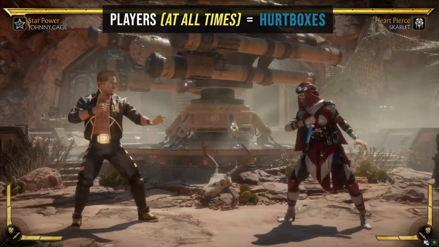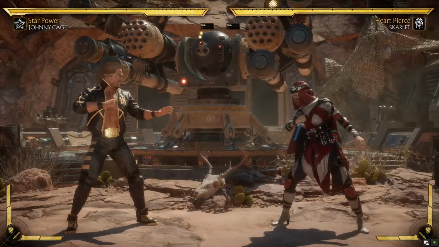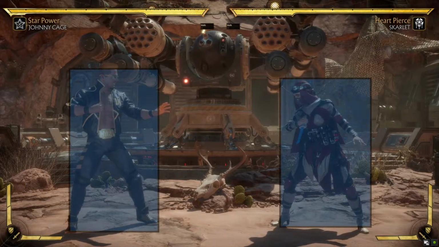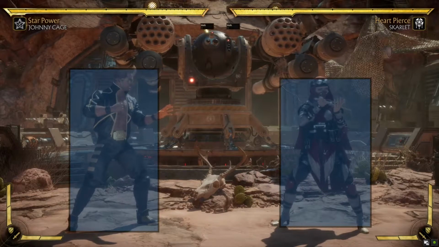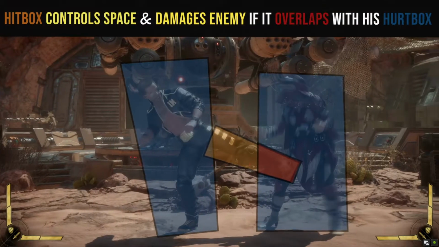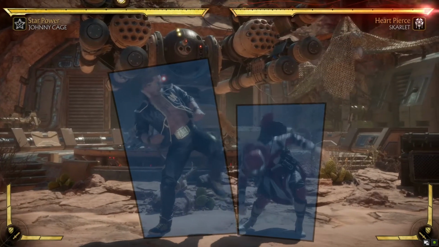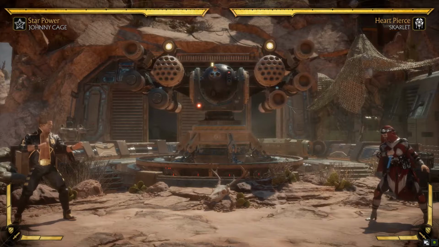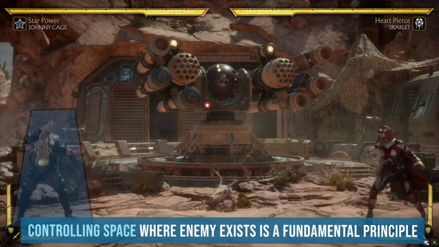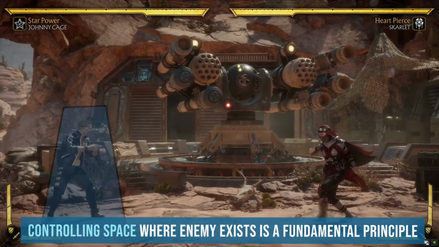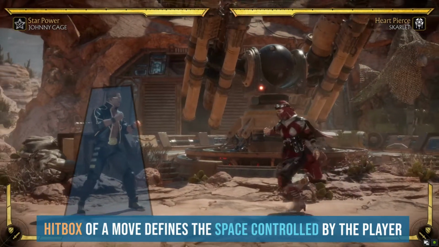Similarly, the player models are represented by hurtboxes. An active move of the first player will damage the second player if the hitbox of the move overlaps even the tiniest amount with the hurtbox of the second player. That move is said to control the space in which its hitbox exists. Fighting games, as we know from our previous discussions, are all about controlling space, and ideally speaking, using a certain move, you would want to control a space where some part of the opponent's hurtbox exists, like this.